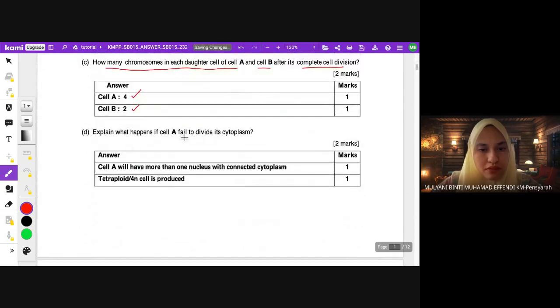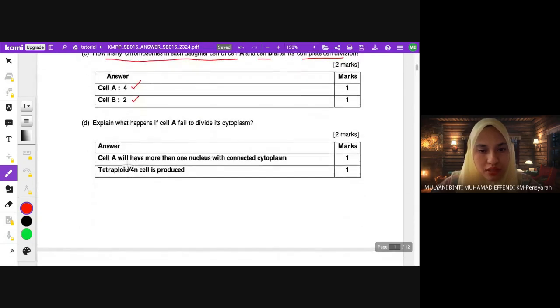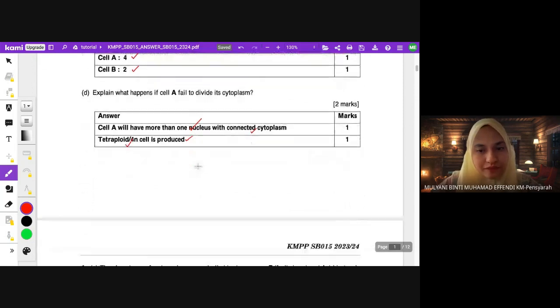So explain what happens if cell A fail to divide its cytoplasm. So cell A will have more than one nucleus with connected cytoplasm, ataupun akan ada tetraploid yang terhasil.